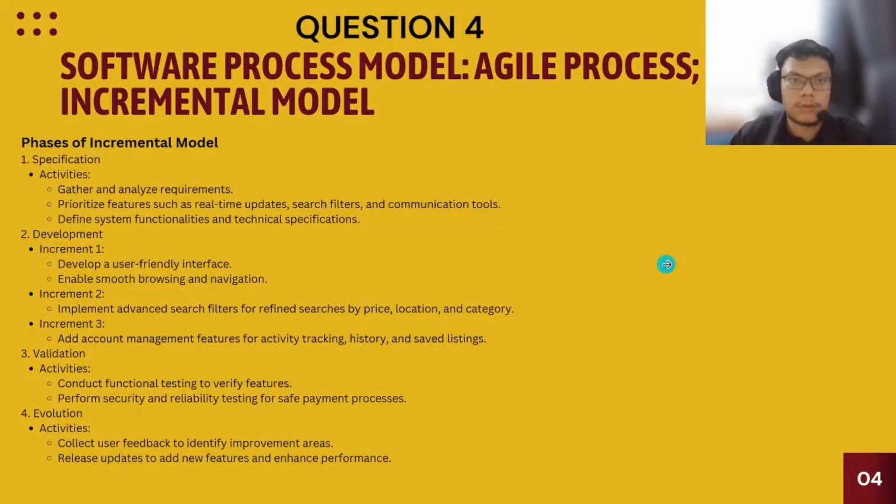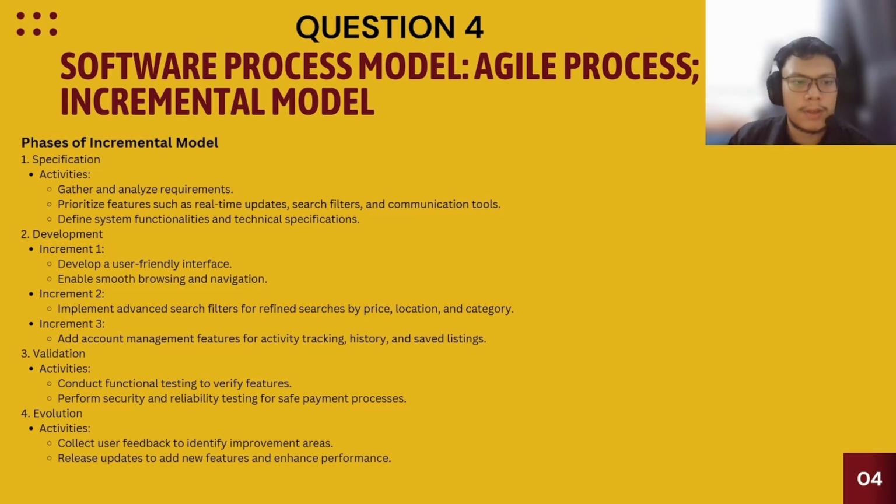For question 4, we choose the process model, agile process, incremental model. The phase of the incremental model is specification. The activities are gather and analyze requirements, prioritize the features such as real-time and search filter and conversion tool, and define system functionality and technical specification.